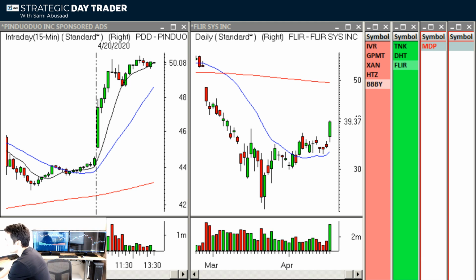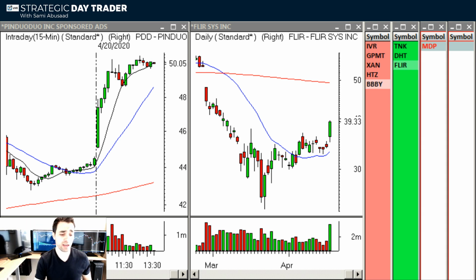So I'm going to start scanning here. And as I said, all the stocks that I have are on 15-minute charts. 15 because right now it's too late in the afternoon to use a 5-minute chart, right? Or a 2-minute chart. So 15 is ideal for the afternoon, in my opinion.